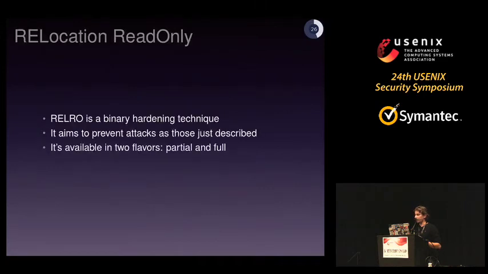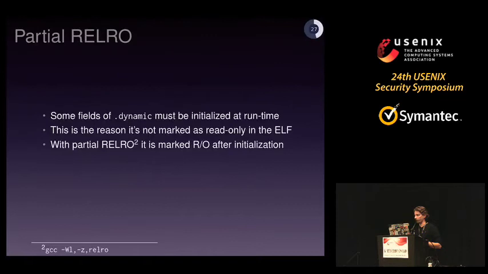This is all very nice and works, but it's something that is well known. In fact, the developers of linkers have developed a binary hardening protection known as RELRO, which stands for RELocation Read-Only, which aims to prevent exactly this kind of attack. RELRO comes in two flavors, partial and full. So let's first see the partial RELRO flavor.